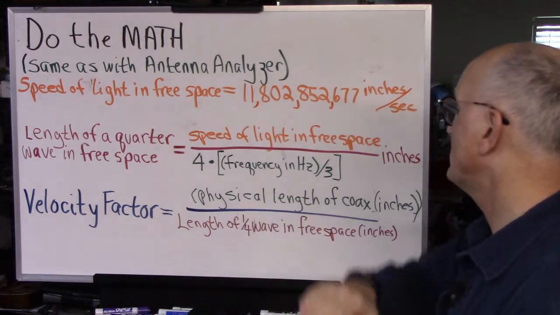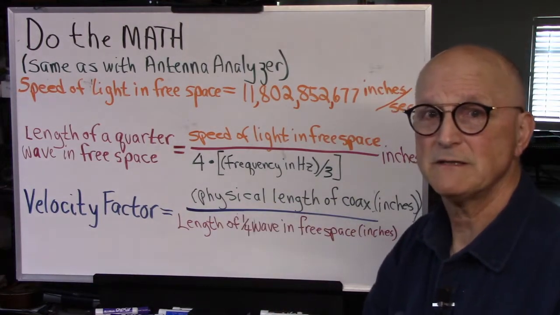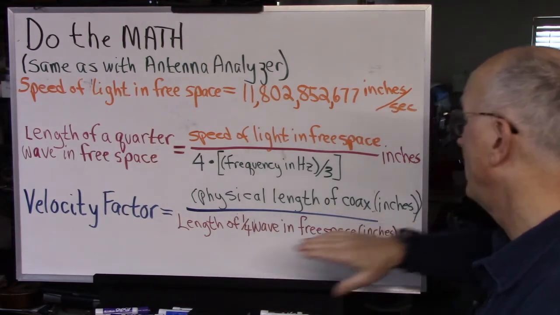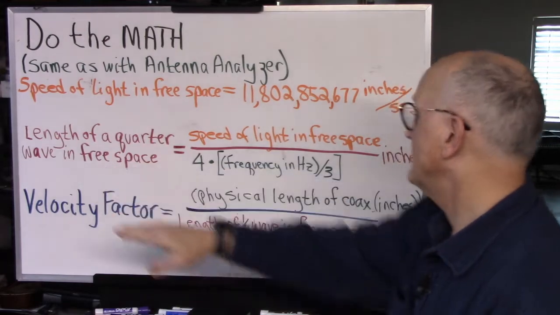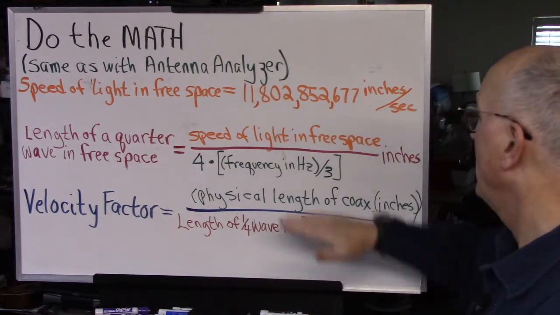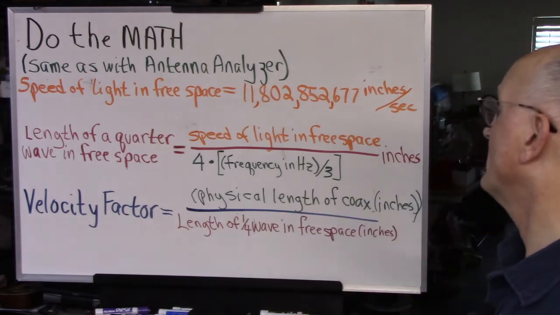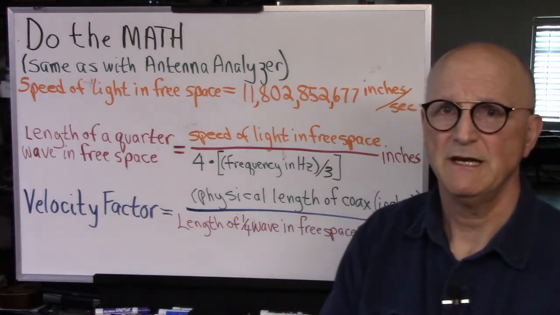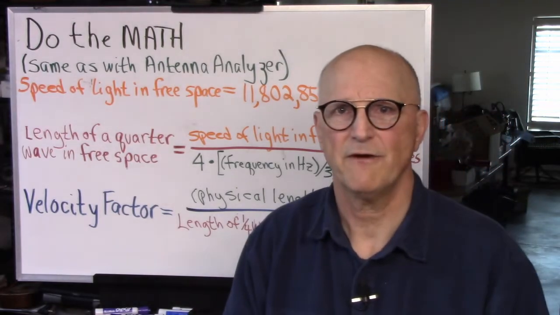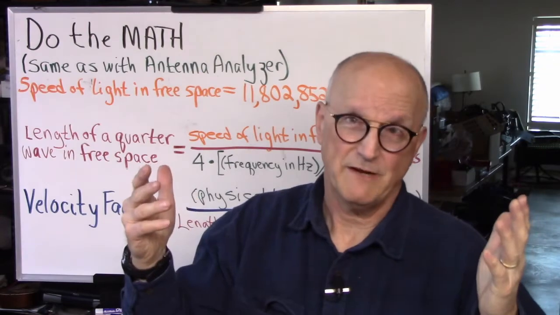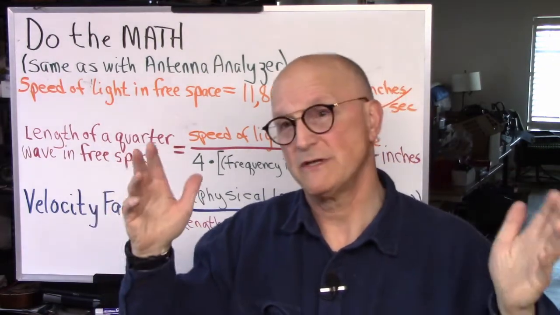We've already measured the physical length of our piece of feed line, so we know that, and that's in inches. We now know from this calculation what the length of a quarter wave in free space is, and we do this division. We divide the physical length by the length of a quarter wave in free space, and that gives us the velocity factor. So that velocity factor should be somewhere between 0 and 1.